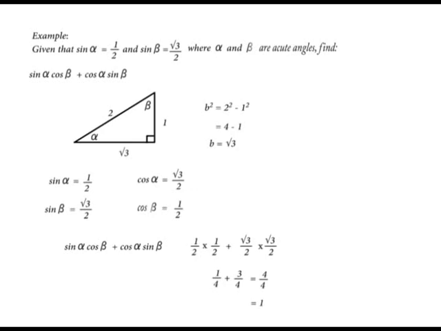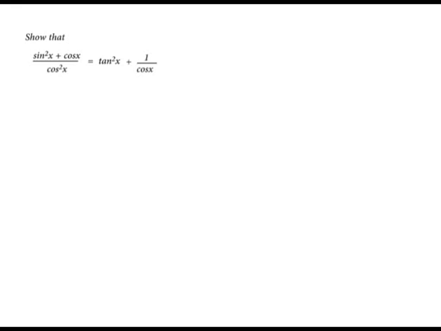Example 2. Show that (sin²x + cos x) / cos²x is equal to tan²x + 1/cos x. Now we want to prove that the left hand side is equal to the right hand side. So we take the left hand side and split that into separate fractions.